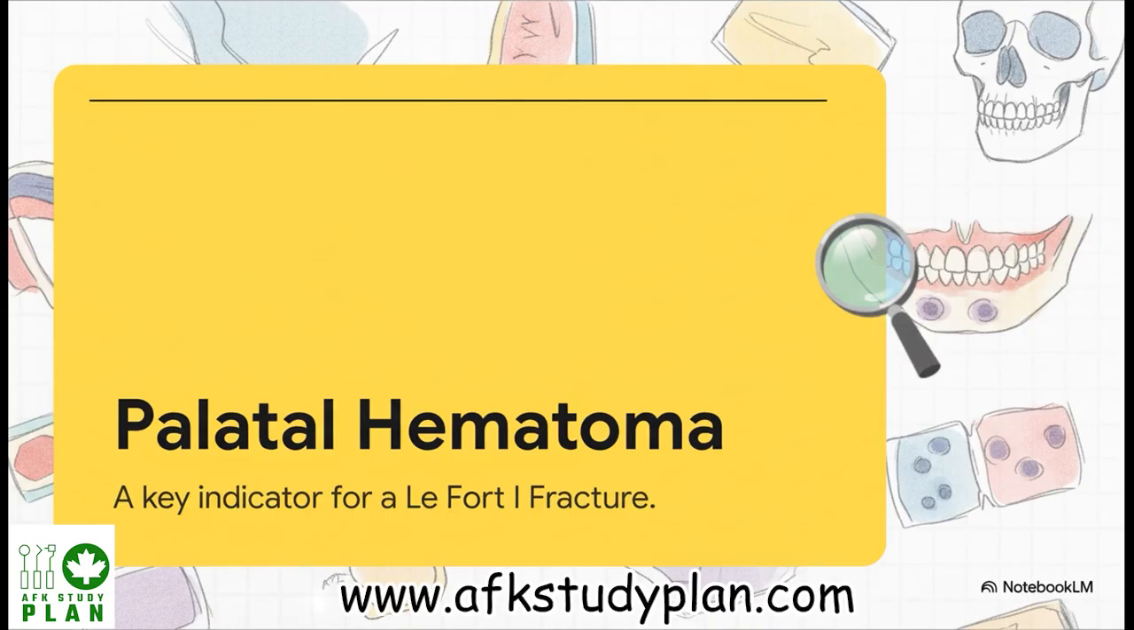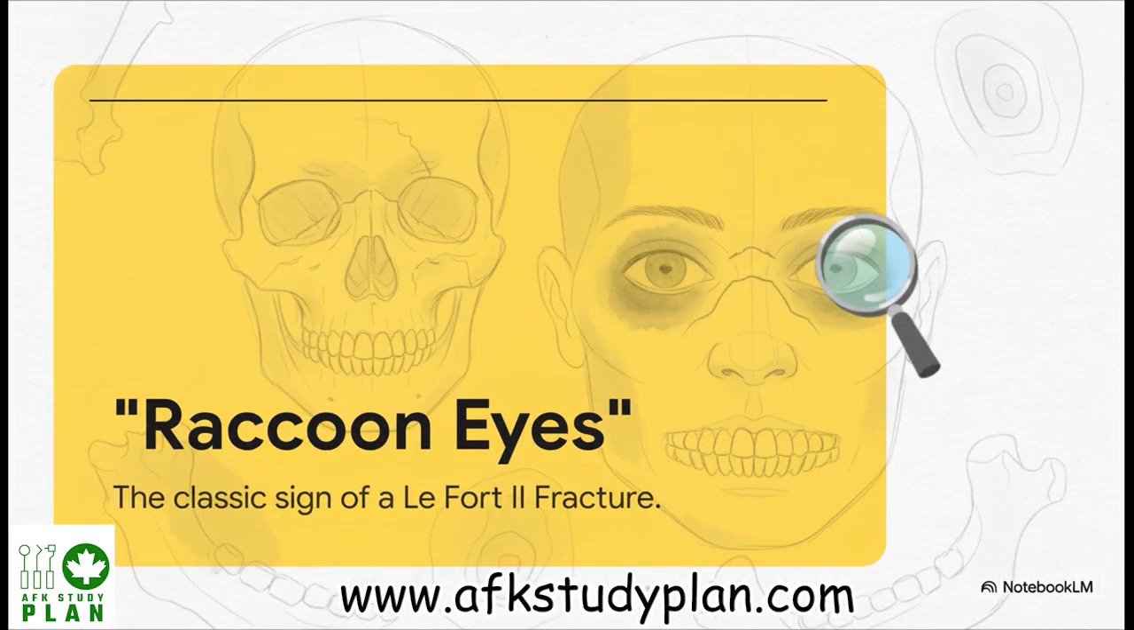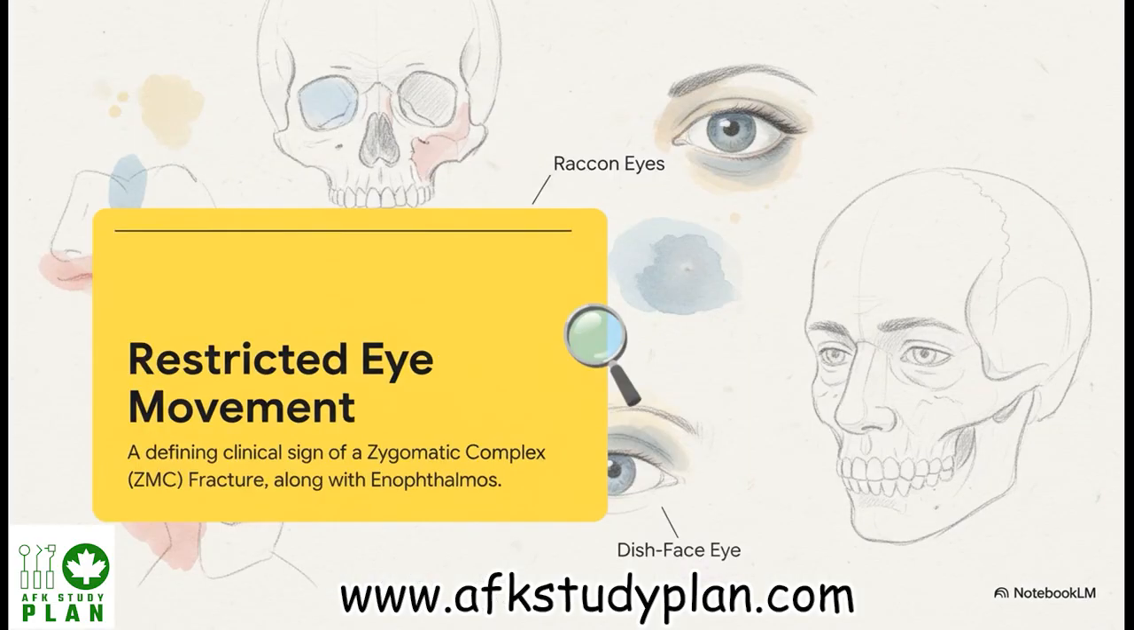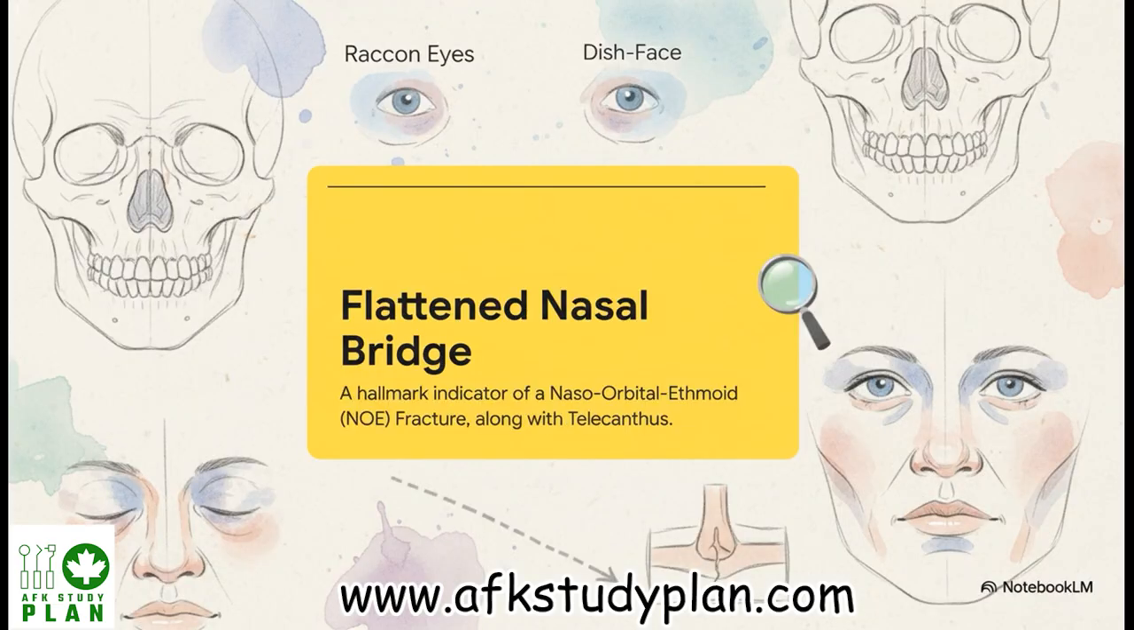Simple as that. Next, bilateral bruising all around the eyes. Raccoon eyes. What is it? That's a Lefort II. The patient presents with a sunken, elongated midface, that dish face deformity. No question, that's a Lefort III. What if the patient can't look up properly and their eye looks sunken in? Those are the defining signs of a zygomatic complex fracture. And last one, a flattened nasal bridge and that widened distance between the eyes. That points you directly to a naso-orbital ethmoid fracture.